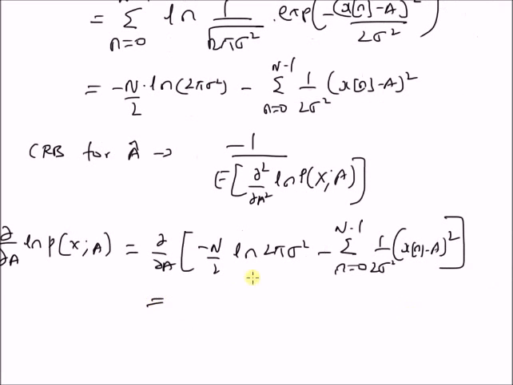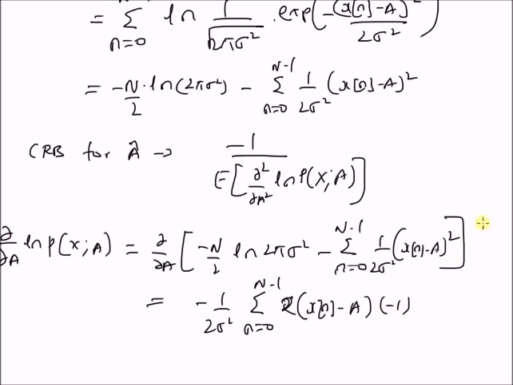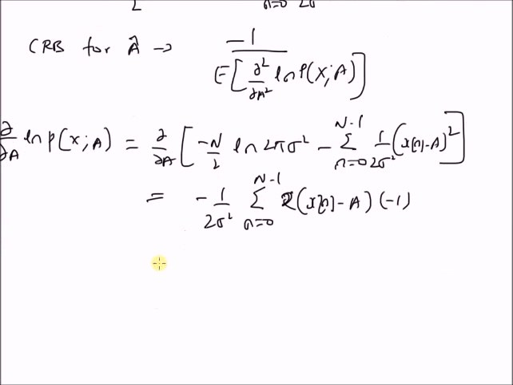And this is equal to, since the first term is independent of A, the derivative is 0, and the derivative of the second term is minus 1 by 2 sigma squared, summation n = 0 to N-1, of 2 times (x[n] minus A) into minus 1. That's the derivative with respect to A. It can be simplified as 1 by sigma squared, summation n = 0 to N-1, of (x[n] minus A).